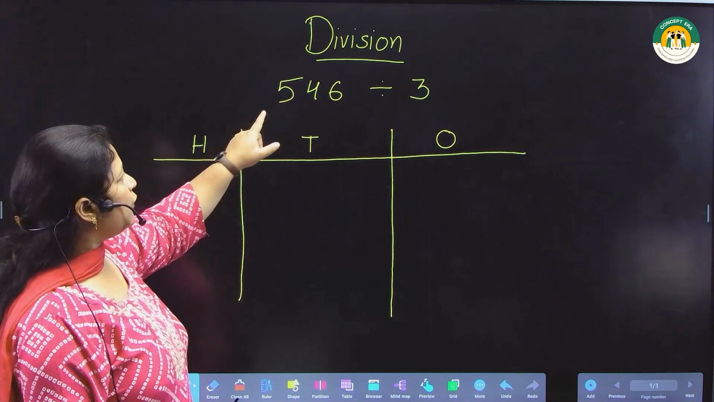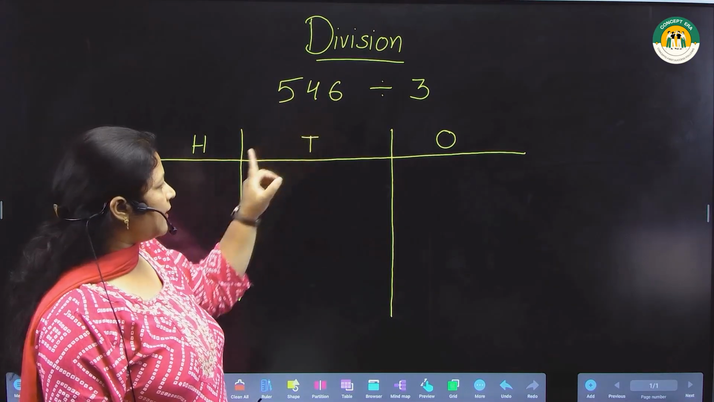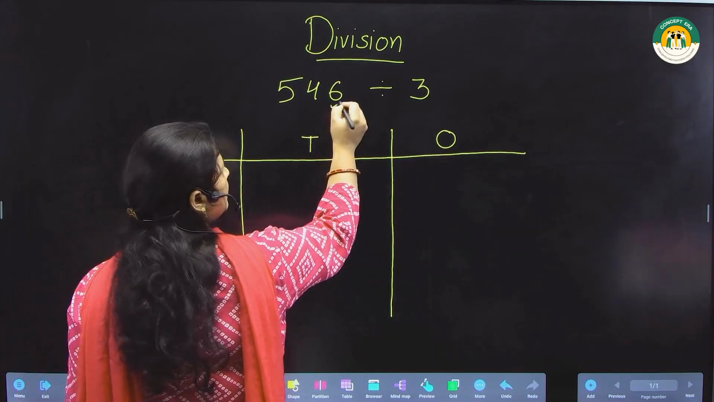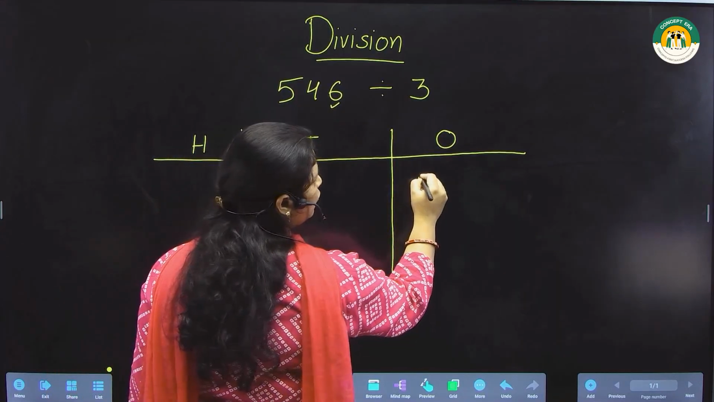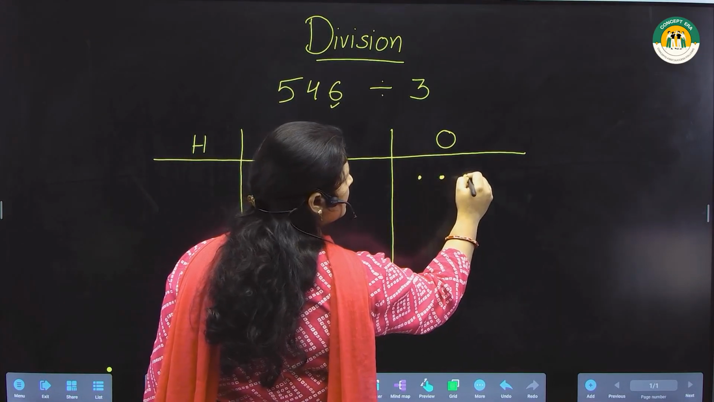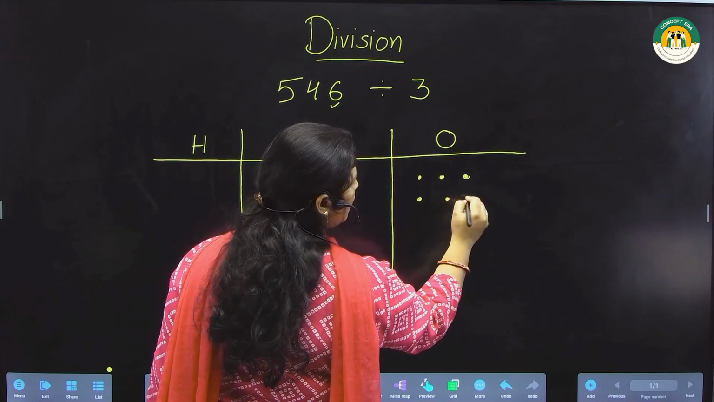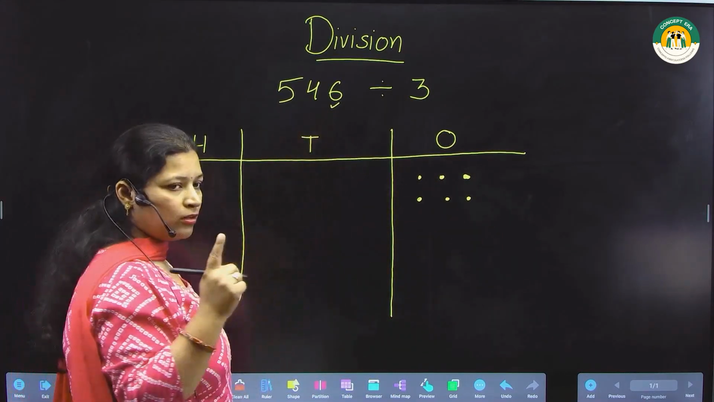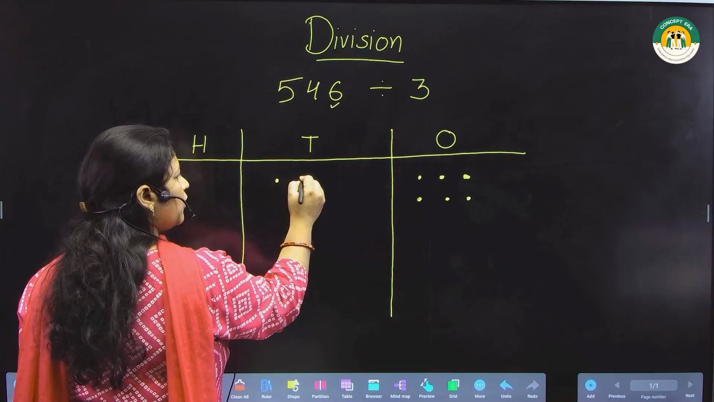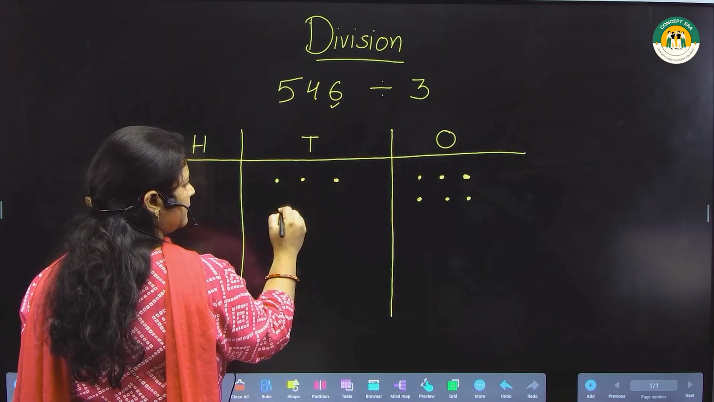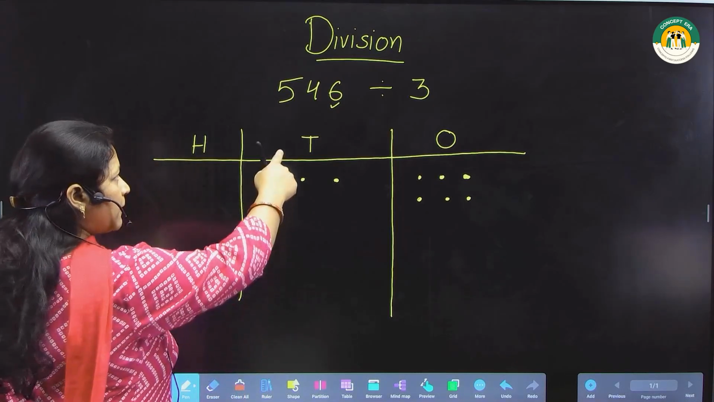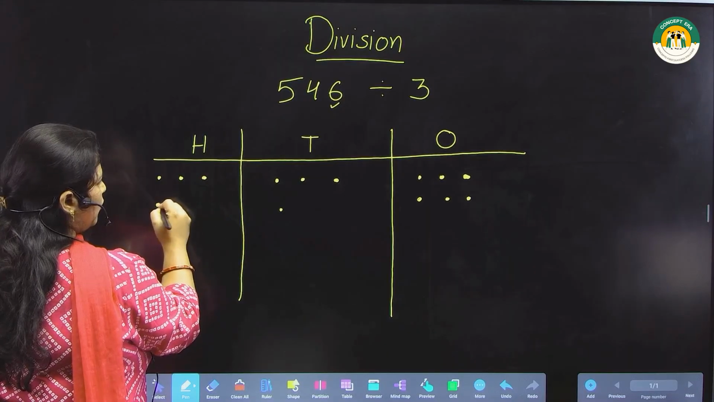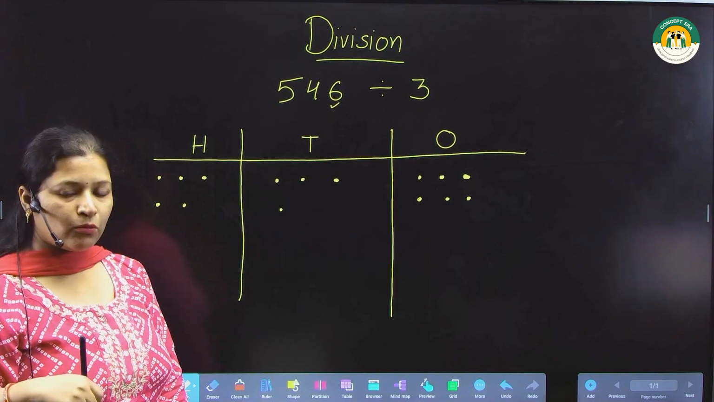First of all, you have to mark 546 in the places by using dots. How can we do that? This is the 6 at the ones place. Then we have to mark 6 dots in the ones place. Okay, this is easy. Now for the tens place, 4 is there. Then we have to mark 4 dots here. Now move to the hundreds place. This is the 5. So, yes, we have to mark 5 dots here.